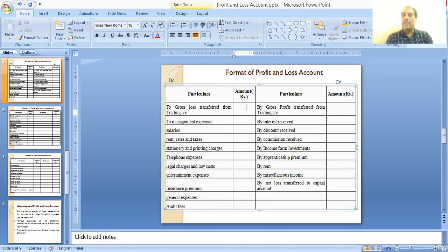Then second is management expenses. Management expenses include several items, and first is salaries. Salaries are part of the expenses to carry out the business, so they are debited. Then rent, rates and taxes, which are part of indirect expenses, so they are written here. Then stationery and printing charges, telephone expenses, legal charges and law costs. Sometimes we need to hire a lawyer to fight a suit, so that is written here. Then entertainment expenses.